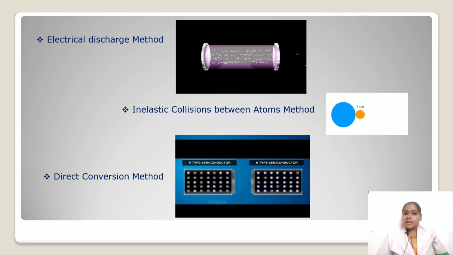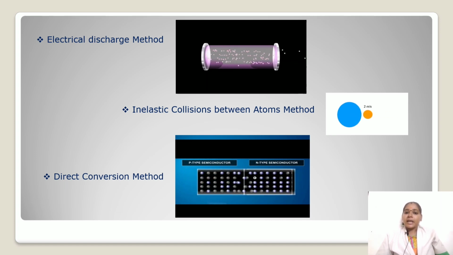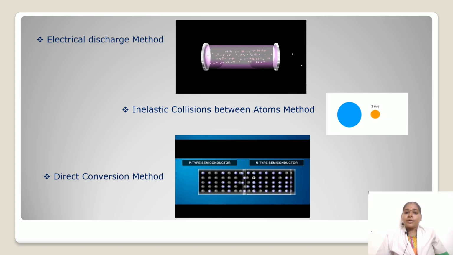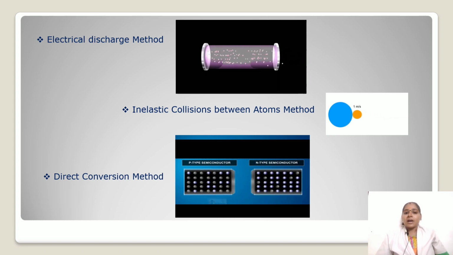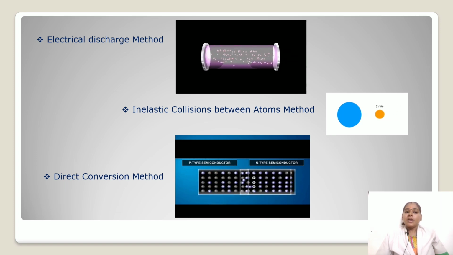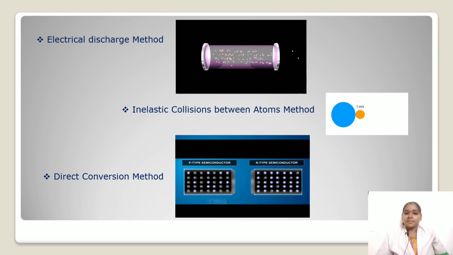Then we can see the direct conversion method. In this method, electrical energy is directly applied to a bandgap semiconductor like gallium arsenide. The recombination of electrons and holes takes place. During the recombination process, the electrical energy is directly converted to optical energy as a laser beam. So this is used in the gallium arsenide semiconductor laser.